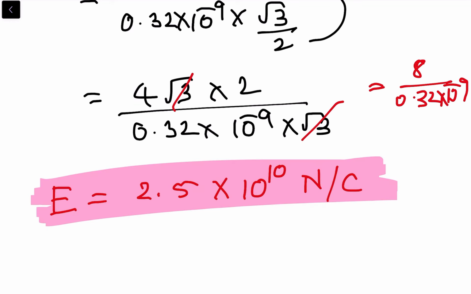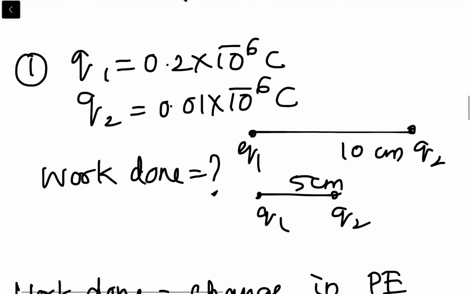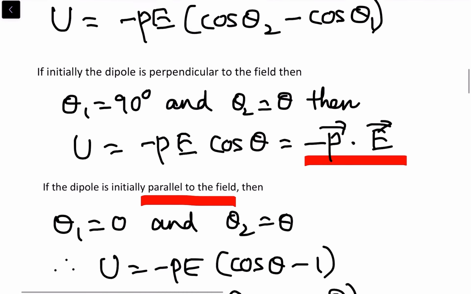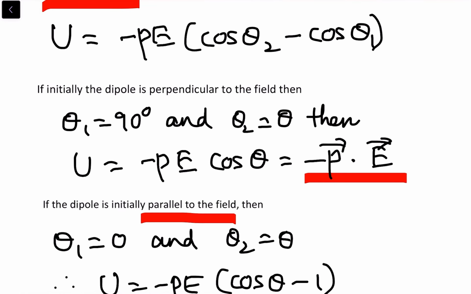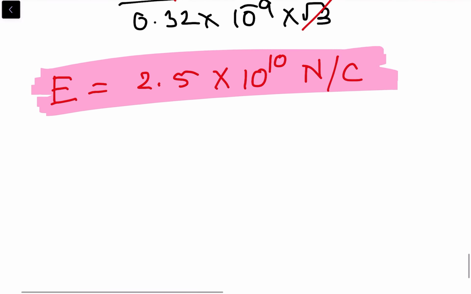And then the second part they asked is to find the potential energy. For the potential energy of a dipole, I have written the formula here: pE (cos theta 2 minus cos theta 1). But if initially the dipole is perpendicular to the field, then it will be minus pE cos theta. So let us use that formula now and find the potential energy.